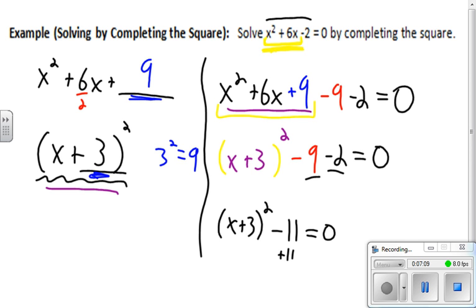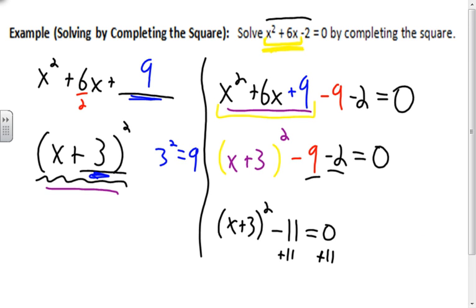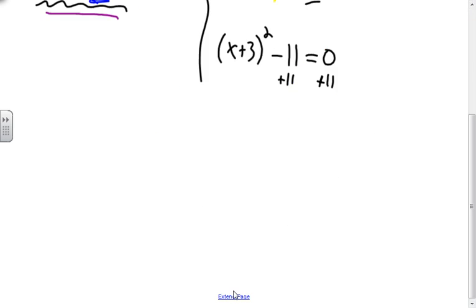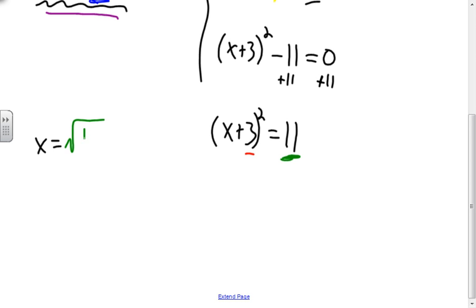And we just want to add 11 to both sides then. Get rid of this. Which leaves us with x plus 3 squared equals 11. So now we have it back in that form, x plus n squared equals m. So once we're here, we have our big M and our little n value. So we would say x equals square root of m minus n that we got from here.